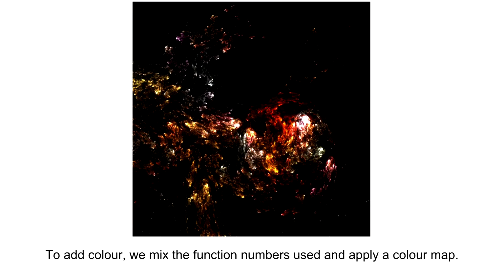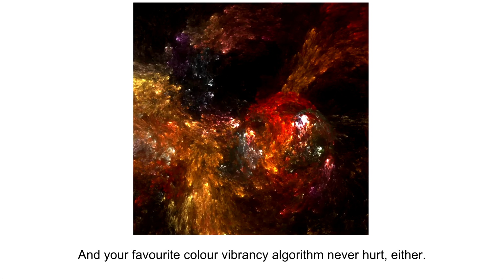And if you apply a color map, the way they do that is, like, every function you have, because you still have more than one function, every function gets an index on a color map, and you mix them all together. And then you get much prettier pictures, and then you add some vibrancy algorithm. It's always good.